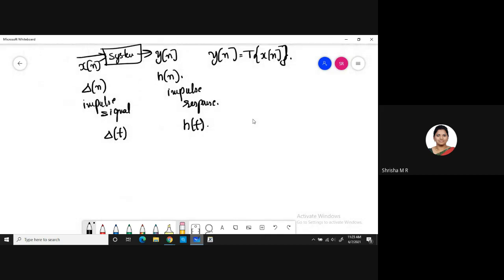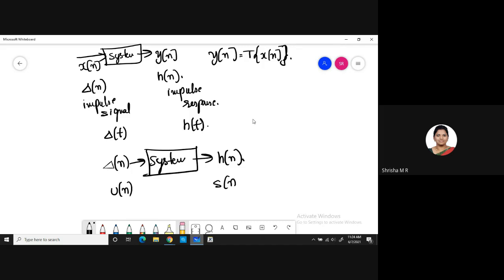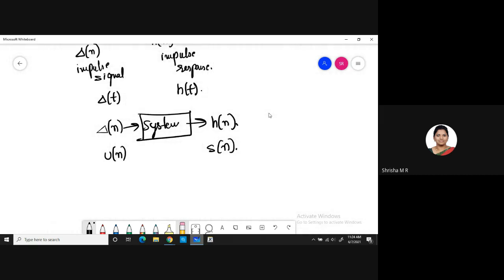Suppose you are giving delta n to the LTI system, you get h of n. What if you give u of n? If you give unit step to the system, if your signal is unit step, then your output will be the step response, represented as S of n. Got it, everyone? Is it clear? If you are giving unit step signal as an input to the LTI system, you get the step response. The response to that unit step signal is called the step response. Got it, everyone? What is step response?